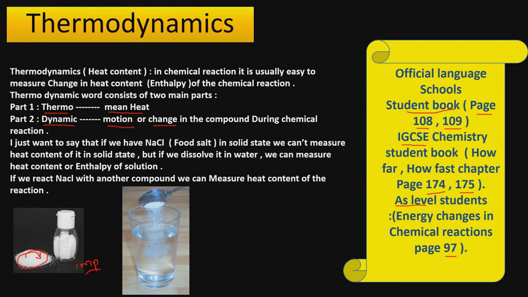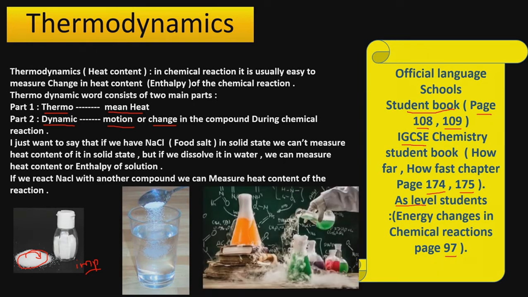According to the change in the enthalpy or the change in heat content of the substance, we can calculate the heat content of the substance. And of course, if we enter our substance in a chemical reaction, it will be so easy to calculate the heat content or the enthalpy of the substance. So this is the definition of thermodynamics and how we can calculate the heat content or enthalpy change of a substance.